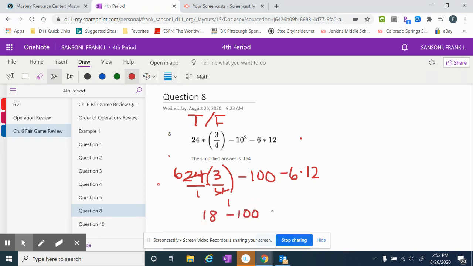minus 100, minus whatever 6 times 12 is. And 6 times 12 is 72. So I am left with 18 minus 100 minus 72. Well, 18 minus 100 is negative 82.